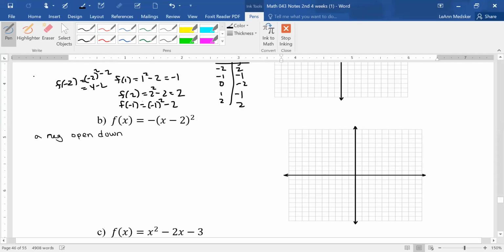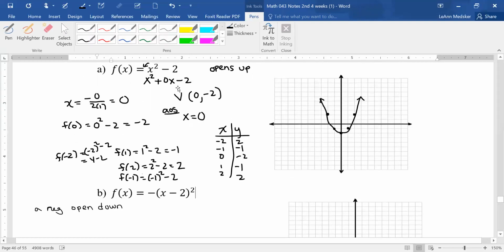And I didn't put the axis of symmetry on this one, sorry, did I? I think I did. Yes, we did. Okay.